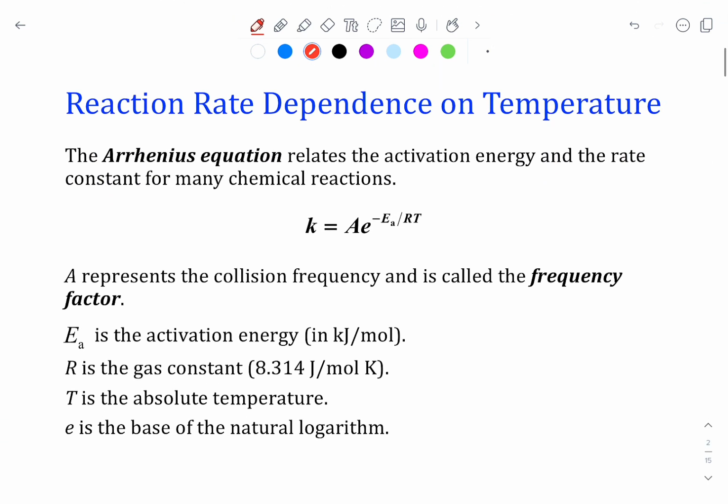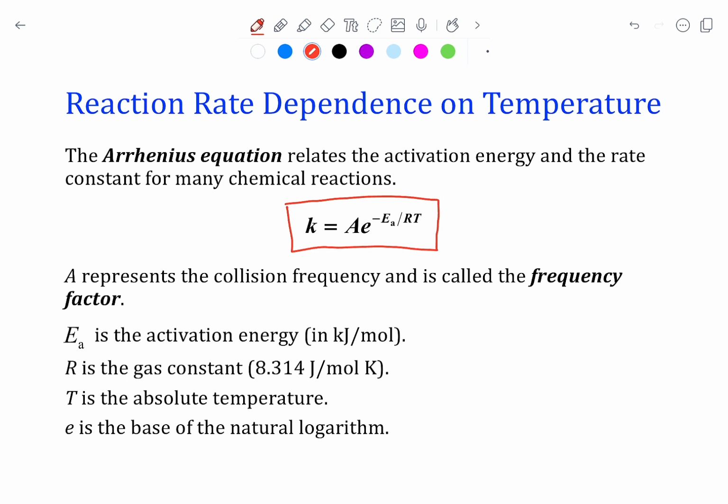So this is brought about by the Arrhenius equation. The Arrhenius equation relates the activation energy and the rate constant for many chemical reactions. And that equation is presented here, where the rate constant k is equal to A times e raised to the negative E sub A over RT.